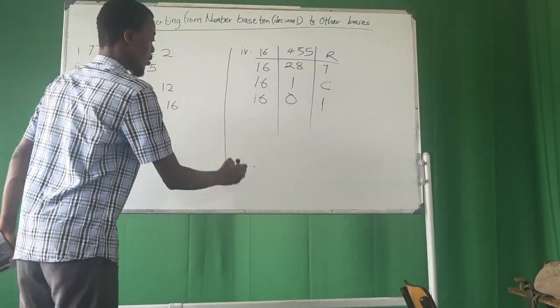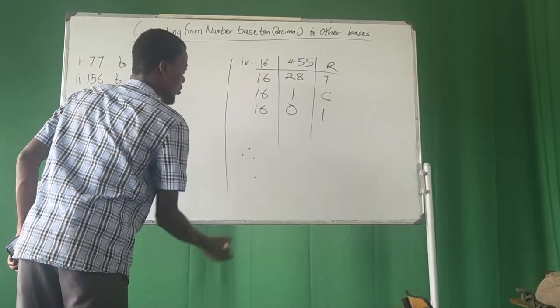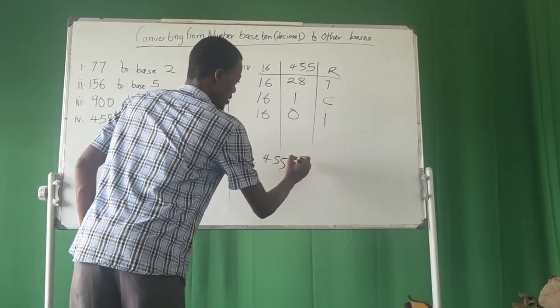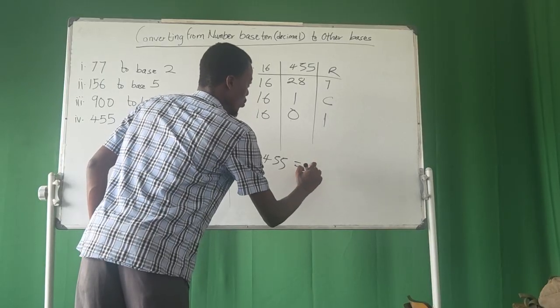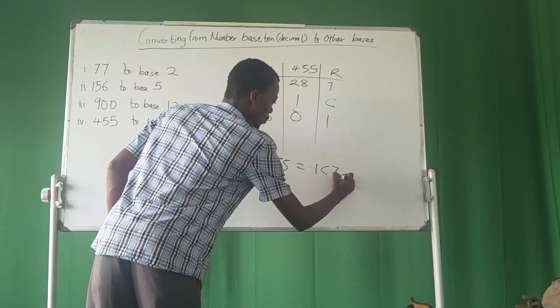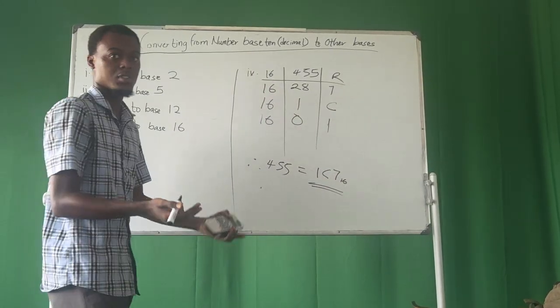So now, therefore, 455 to base 16 is 1C7 to the base of 16. You see, it's very, very easy.